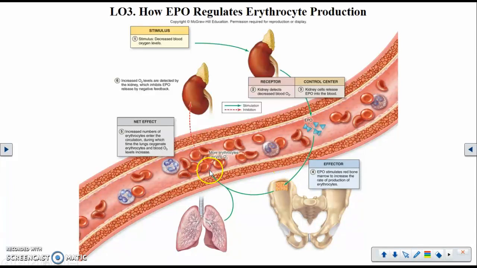So that, along with increased breathing, obviously, because red blood cells cannot just do oxygenation by themselves, you need the respiratory system for that, hopefully increases oxygenation levels. Once your oxygen levels come back to normal, that in turn shuts off the receptor and the control centers. This is a negative feedback mechanism.